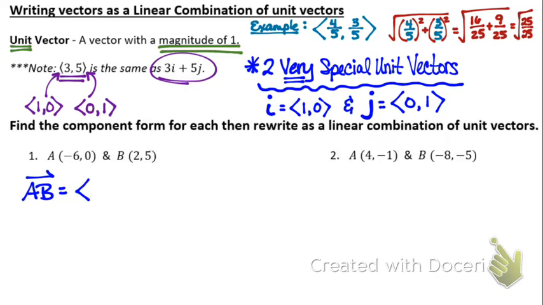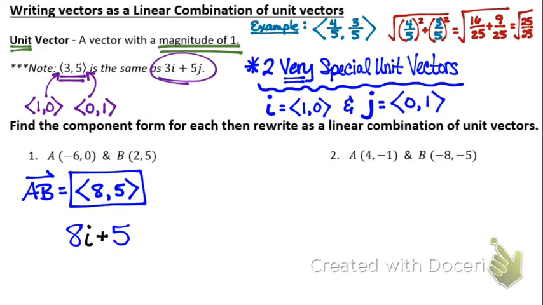So what would my component form be for number 1? I'm sorry, what'd you say? 8, 5. So there's component form. How would I write this in ij form then? 8i plus 5j. Being able to write it as a linear combination of unit vectors means that I'll be able to do things with vectors that you know how to do with linear equations from Algebra 1.